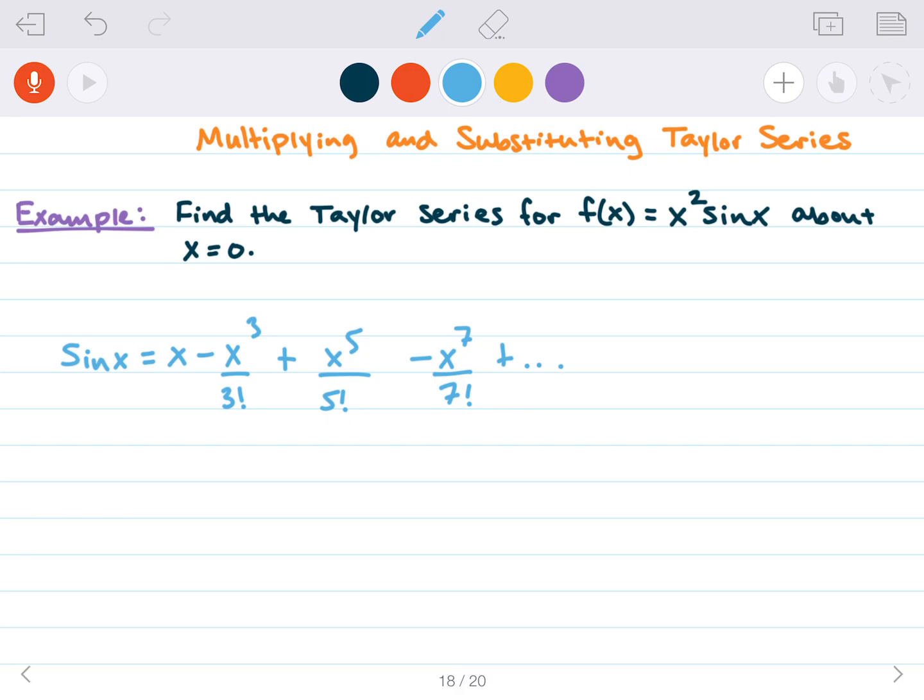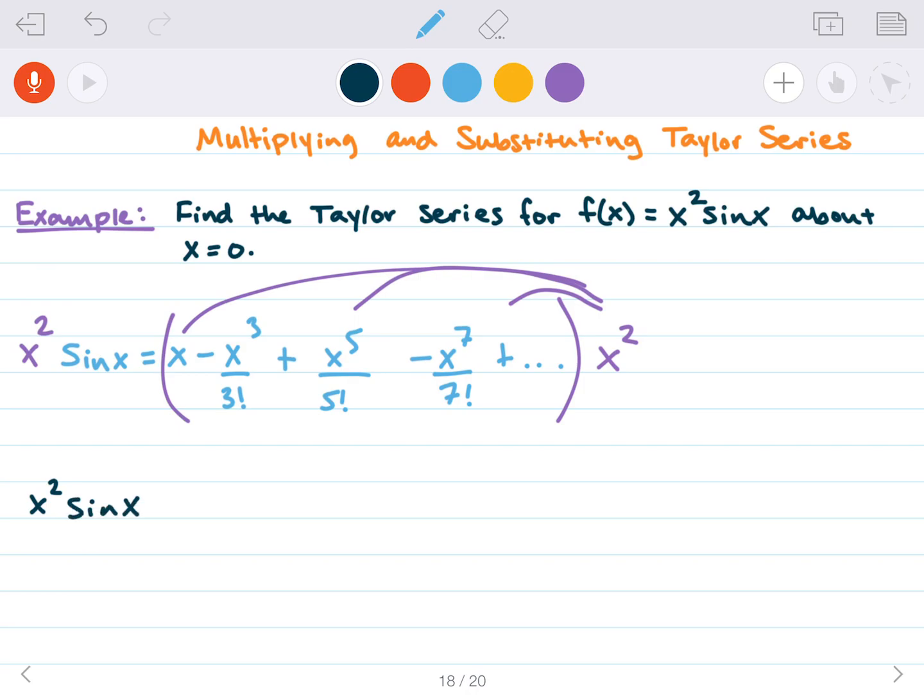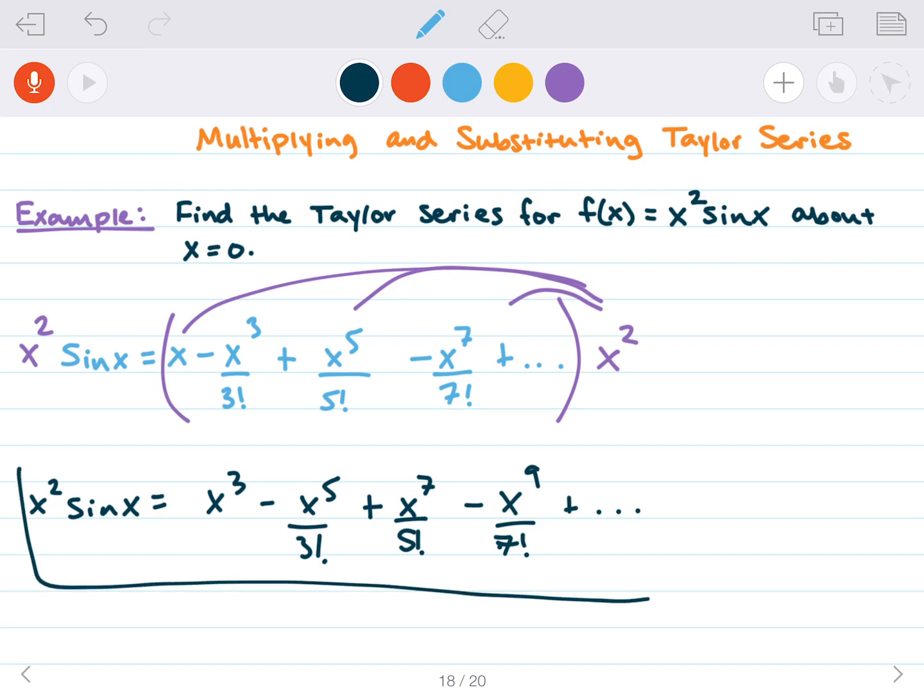And all we need to do is simply multiply by x squared on both sides. So we multiply this whole series by x squared, and we multiply sine of x by x squared. That's going to give us what we want. When I distribute the x squared in there, I get x squared sine of x equals x to the 3 minus x to the 5 over 3 factorial plus x to the 7 over 5 factorial minus x to the 9 over 7 factorial, and so forth. So this is going to be my Taylor series for x squared sine of x.